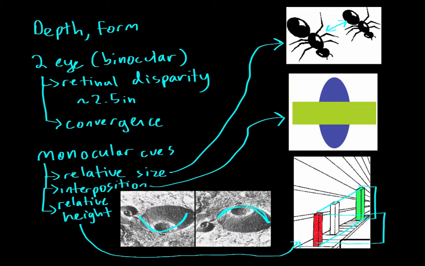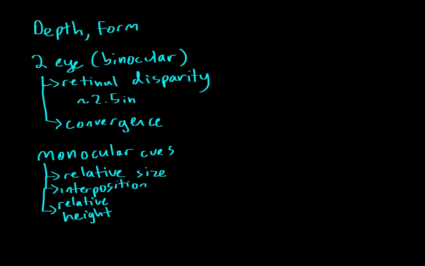So based on light and shadow and the shadows of an object, you can infer whether it's a crater or if it's coming out of the earth like this. So these are some monocular cues. Those are the monocular cues that we can use to get information about the form of an object.